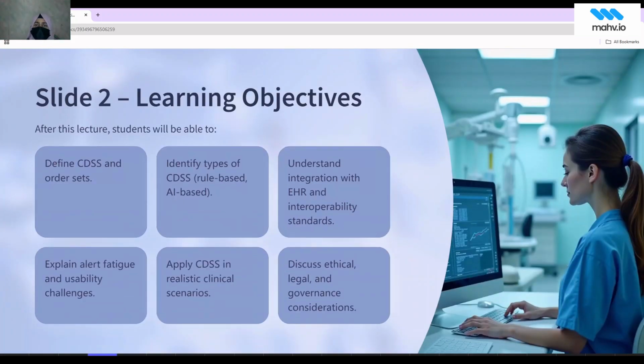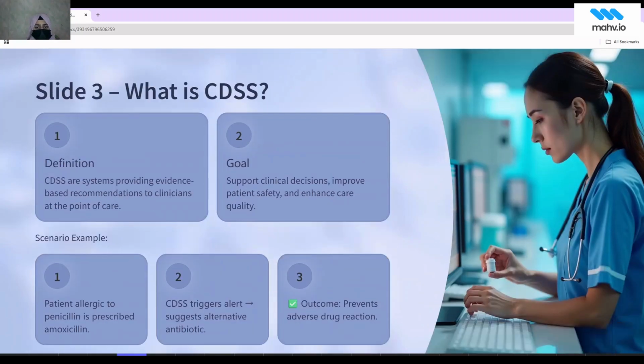So, what are basically our learning goals: to define that system, identify types of it, understand the integration with the electronic health record, explain alert fatigue, apply that system in realistic clinical scenarios, and discuss the ethical, legal, and governance considerations. So, what is CDS?